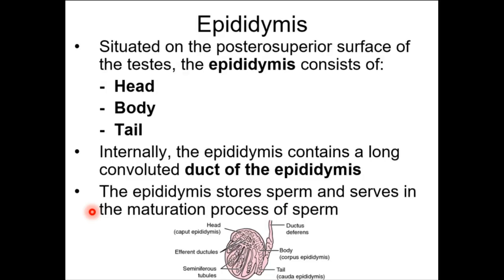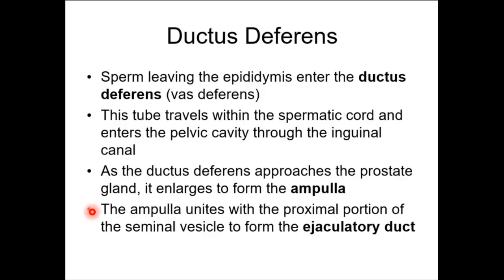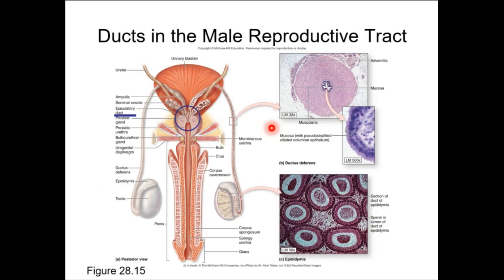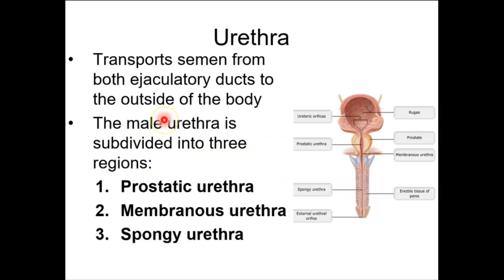Head, body, tail, ductus deferens, ampulla, ejaculatory duct. The ejaculatory duct is very small, 1 to 2 centimeters long. Again, prostatic urethra, membranous urethra, spongy urethra. 3 regions of urethra. I think your textbook has some fantastic images for differentiating these 3.